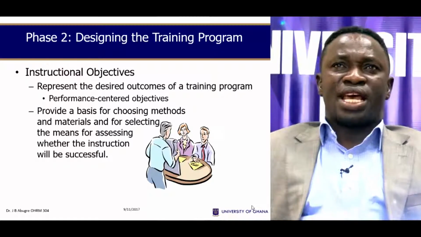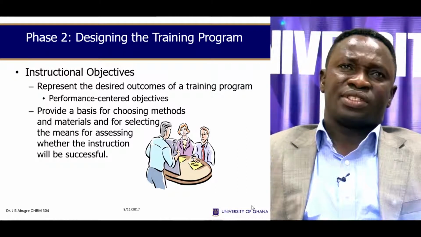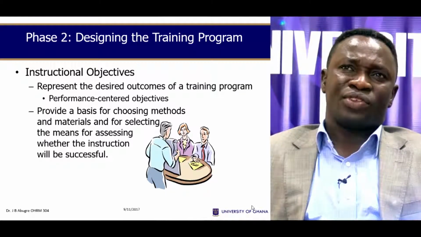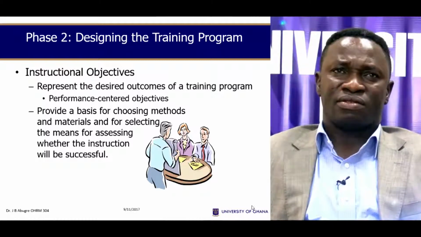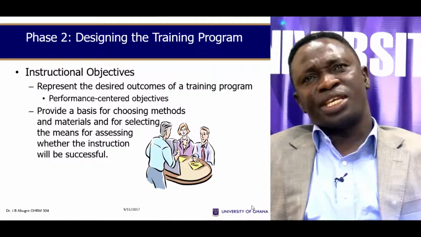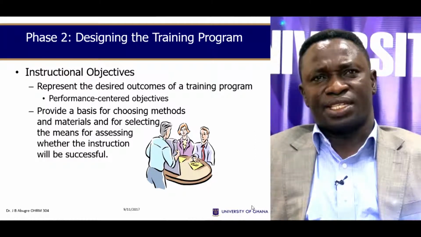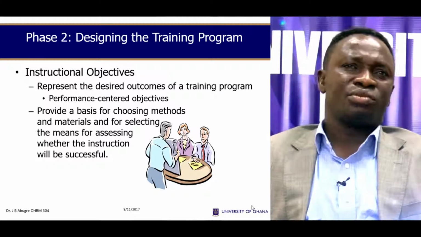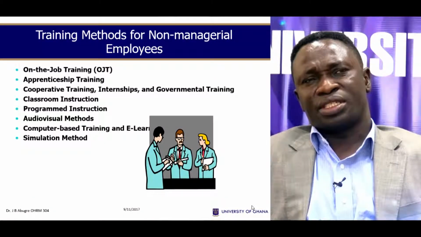So phase 2, designing the training programs. This includes instructional objectives. Instructional objectives represent the desired outcomes of a training program, which are performance-centered objectives. They also provide a basis for choosing methods and materials and for selecting the means for assessing whether the instruction will be successful.